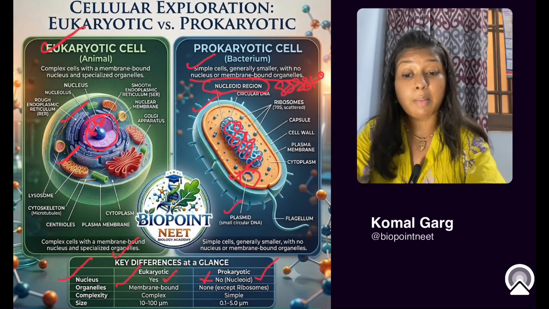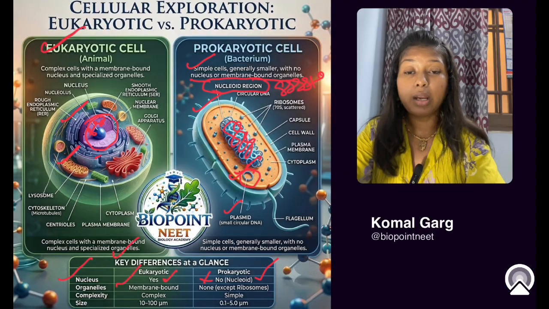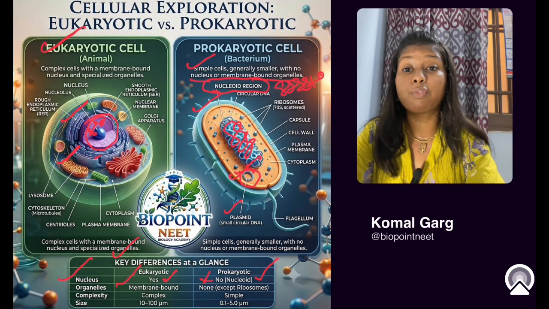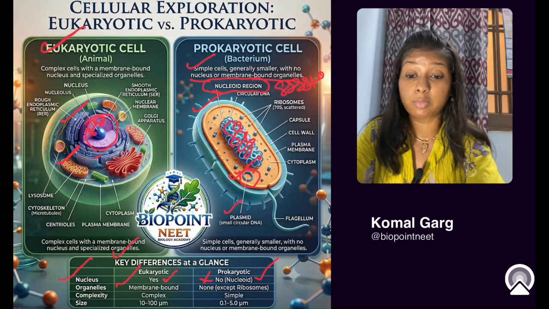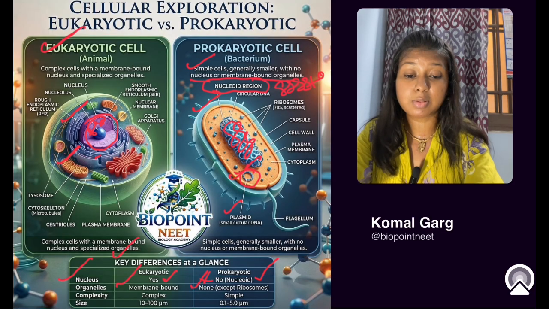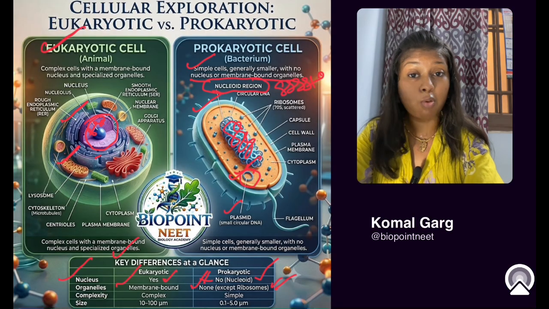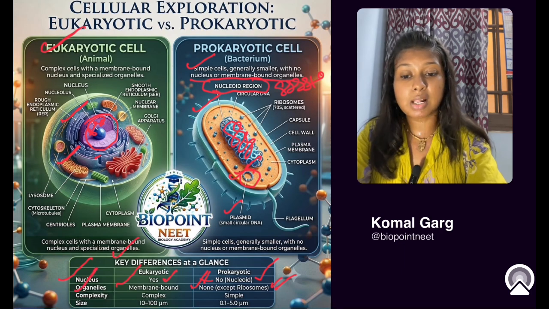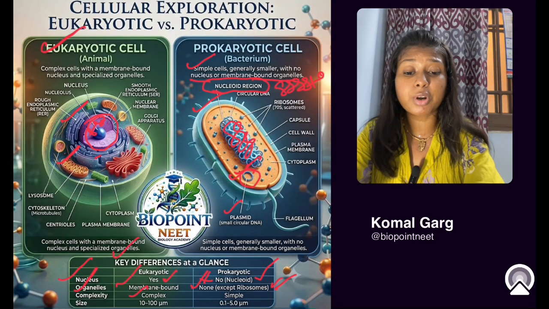Organelles: various membrane-bound organelles are present because it is a complex cell. Why? Because we need a lot of energy and various functions, so we need different structures to perform that. In a very simple cell, there is no need. So various organelles are absent, but the ribosome is present because the prokaryotic cell needs proteins for its body. Complexity: eukaryotic cells are complex. Almost everything is present there, whereas prokaryotic cells are simple.